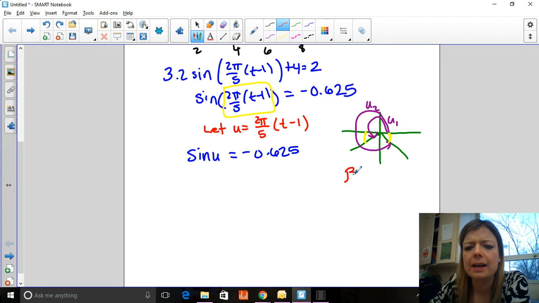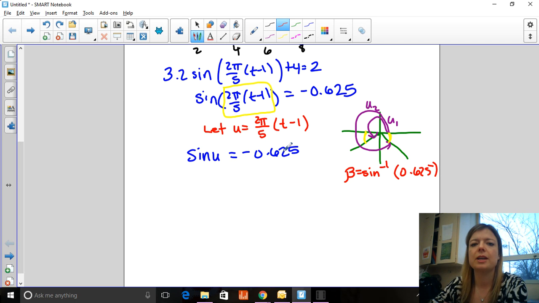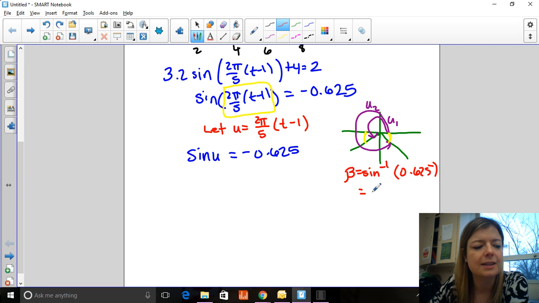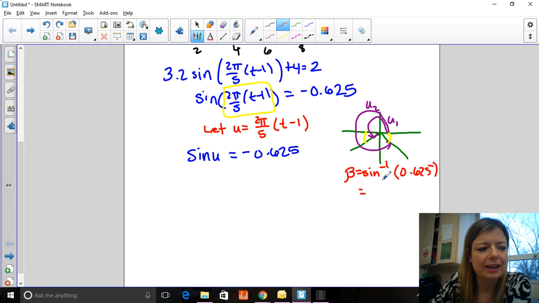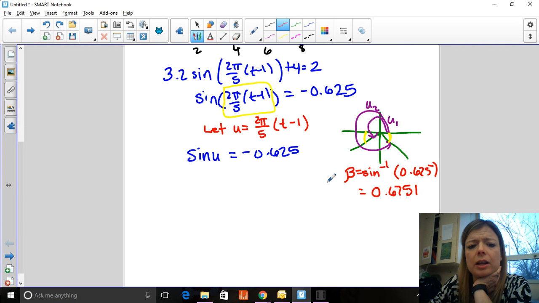Okay, beta is just, you can use your calculator. We undo sine of 0.625. Remember, I don't use the negative version because I want the angle to be acute. So my calculator does its thing, and it lets me know that beta is 0.6751 when you round. So that's the related acute angle that has this sine value.